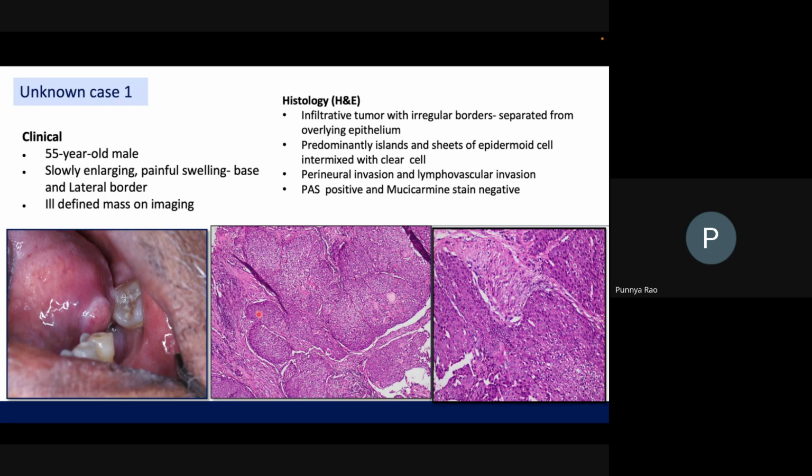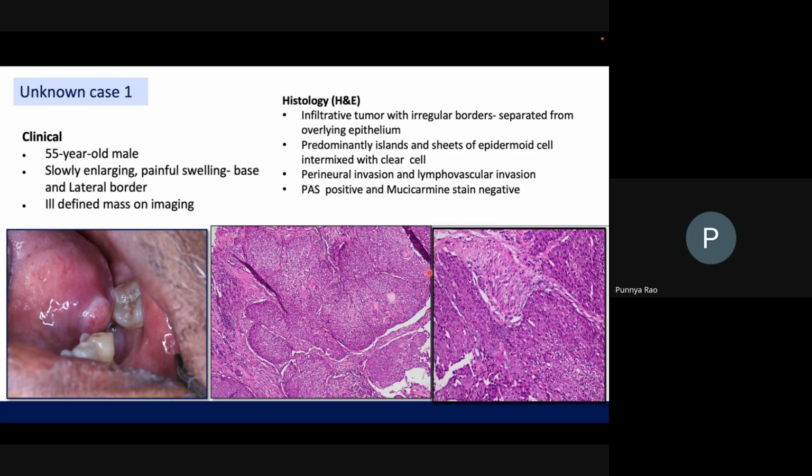So what we saw was an infiltrative tumor with irregular borders, which was well separated from the overlying epithelium, so we didn't think it was arising from the overlying epithelium. It was something coming from below. The overlying epithelium was atrophic, with no evidence of dysplasia. You had a lot of islands and sheets of epidermoid-appearing or squamoid cells intermixed with central areas having clear cells. A lot of secretion was seen, which gave a feel of a salivary gland tumor. Areas of perineural and lymphovascular invasion, PAS positive, mucicarmine negative.